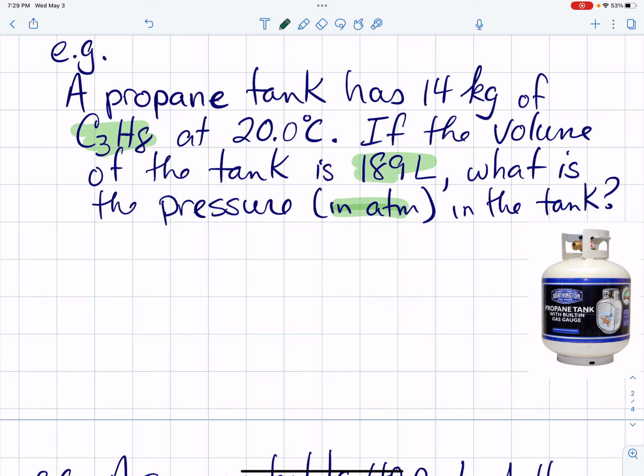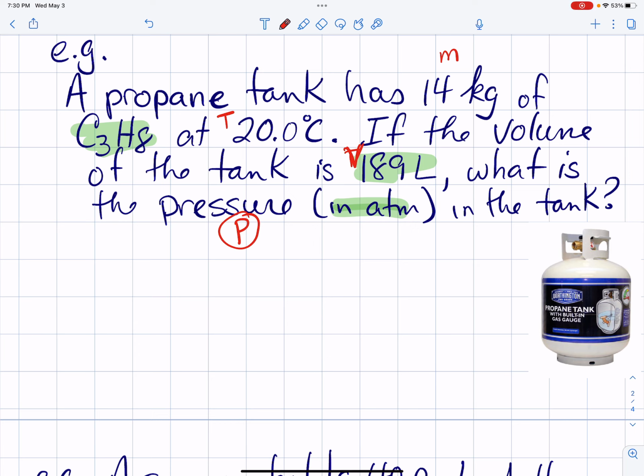So let's think about this. In this problem, it told us the mass of the propane, 14 kilograms, that's mass of propane. It told us the temperature, 20 degrees Celsius. It gave us a volume, 189 liters. And it's asking us to find pressure. So the thing we're trying to find is the pressure. This is what I want to know. Whoops, I just wrote T. This is a volume.